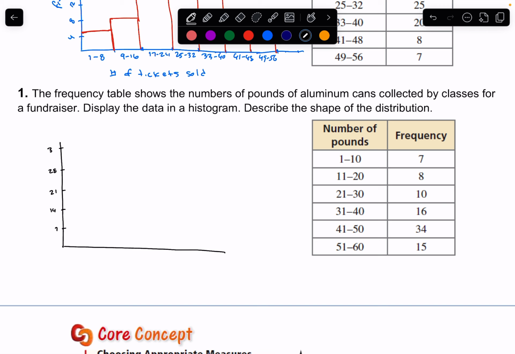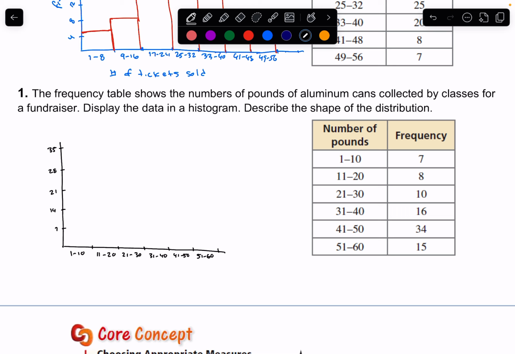And then my numbers across the bottom, I'm going up by 10. And there's 1, 2, 3, 4, 5, 6. So this is 1 through 10. This is 11 through 20. This is 21 to 30, 31 to 40, 41 to 50, 51 to 60.